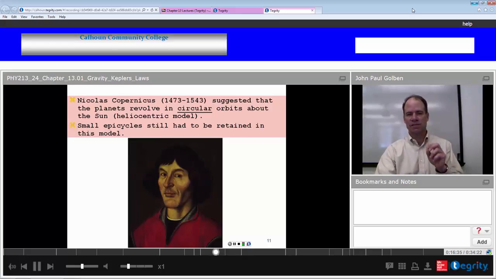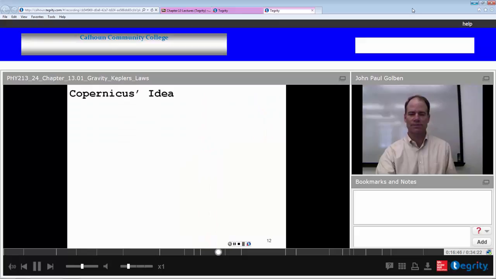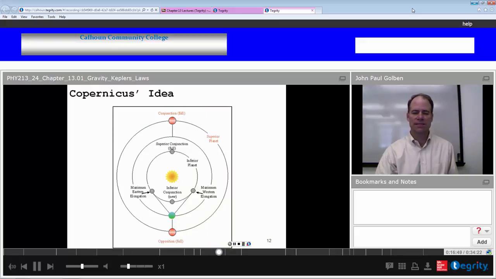He still found some discrepancy in these circular orbits, so he had to retain a few small epicycles even in his model to help explain the exact position of the planets. But here's his basic idea. If the planets are going around the Sun, the planets that are more interior will be moving faster than the exterior planets. So the closer you are to the Sun, the faster you're moving around the Sun. So there's a possibility that, say, if Earth were trying to view an outer planet, the perspective of that outer planet against the backdrop of stars is going to change.